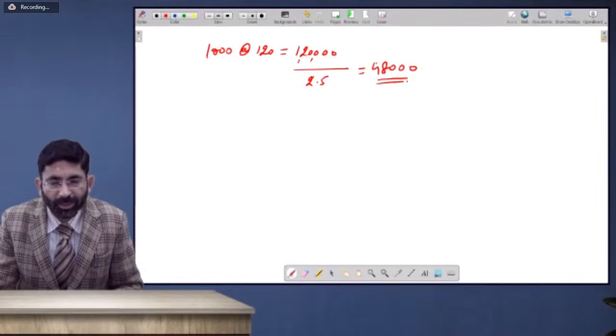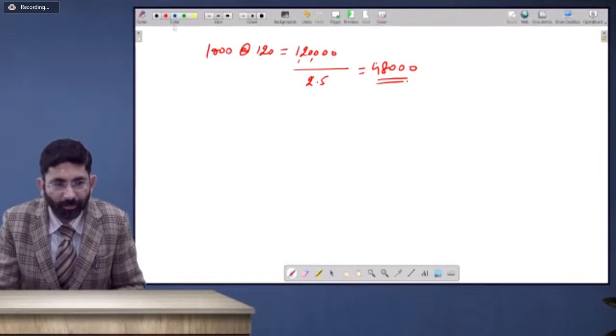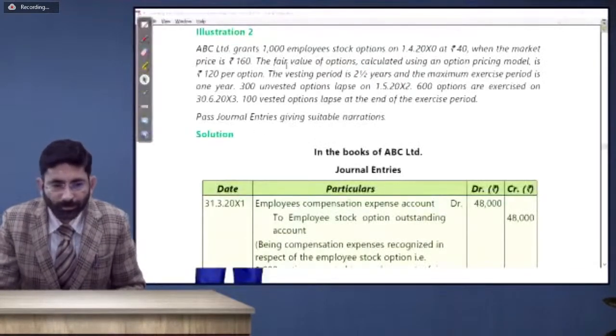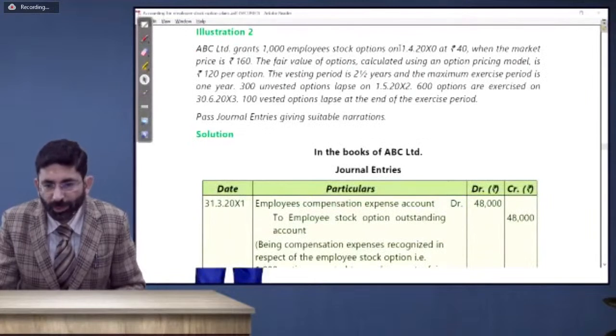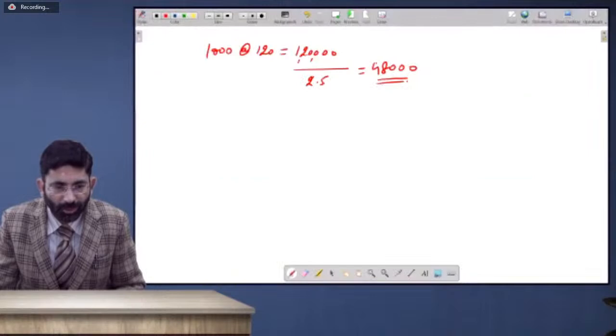Now it is to be written off in this way. We have issued this on 1st of April 2010. So in 2010-11, we will write off 48,000.